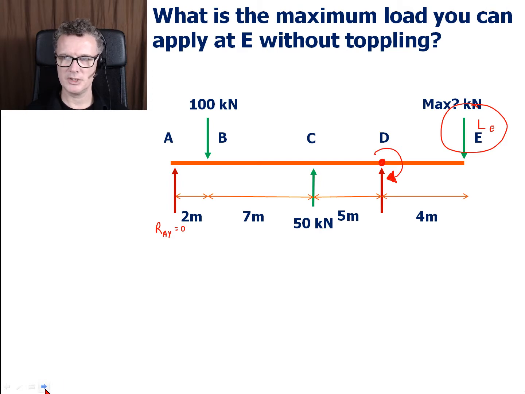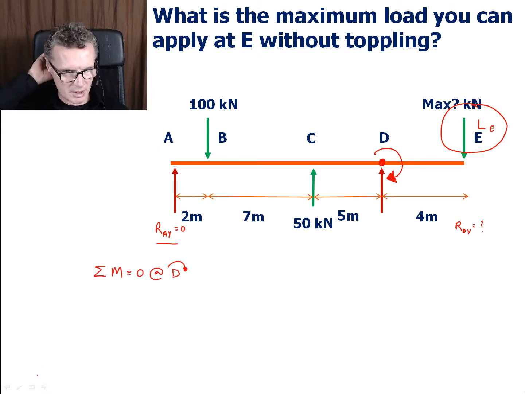So what I want to do is take moments about D, because I know what the reaction is at A by assumption, actually, or what kind of problem I'm dealing with. I've got an unknown at D, so if I take moments about that, then I'm going to get rid of that unknown, and I won't have to work it out, because I'm looking for the maximum load. So I don't need to know what the reaction is at RDY. So let's take moments about D.